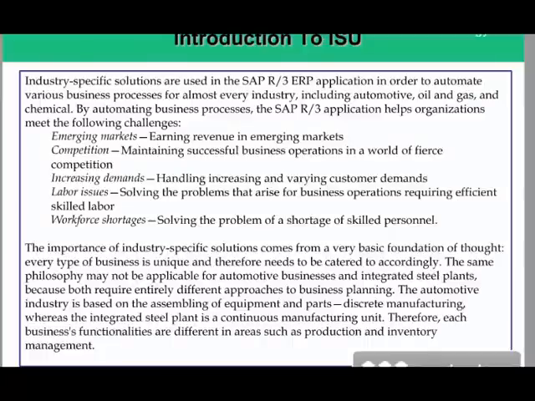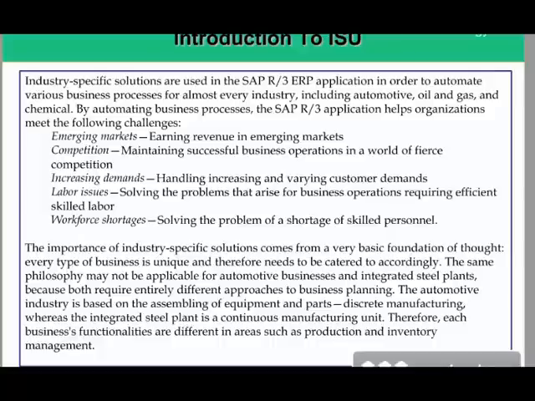Okay, so once you have a fair idea of what the utility is, now the question is why SAP came up with industry specific solution. The answer lies with the basic philosophy of the business itself. Every type of business has its uniqueness.